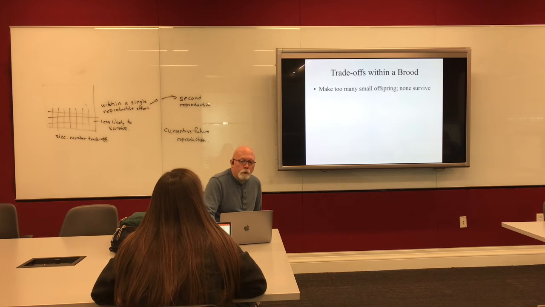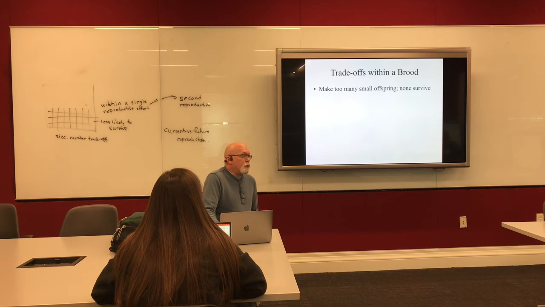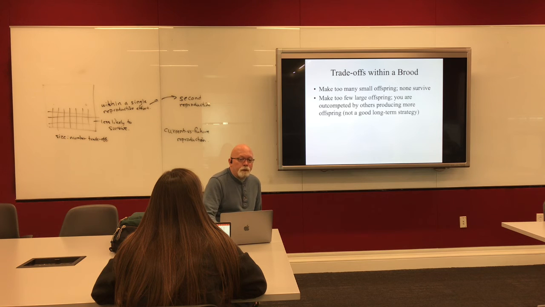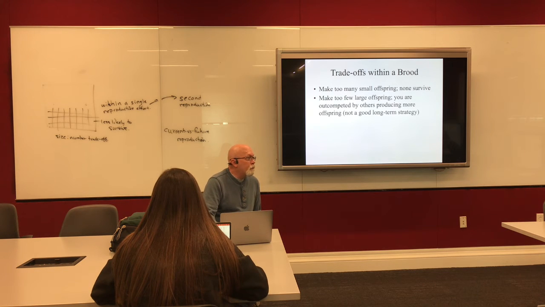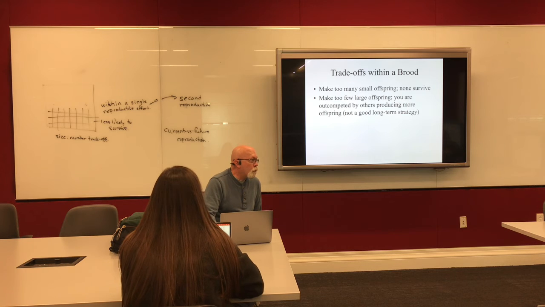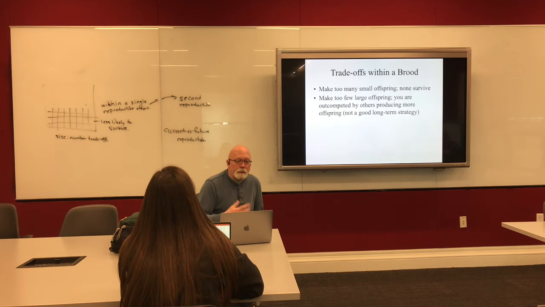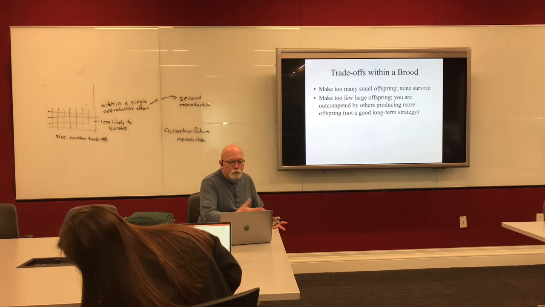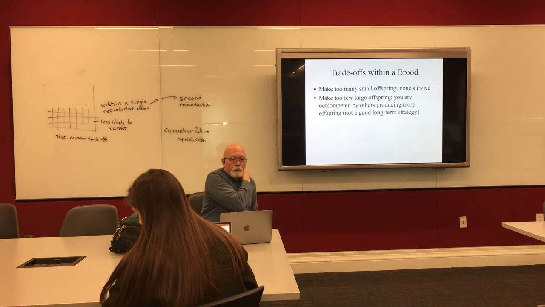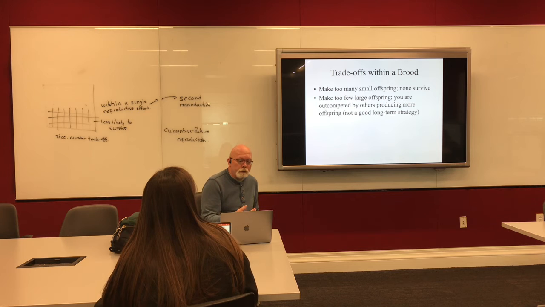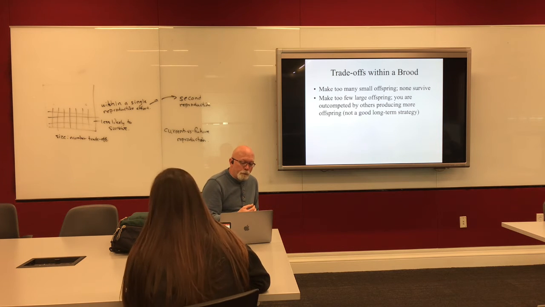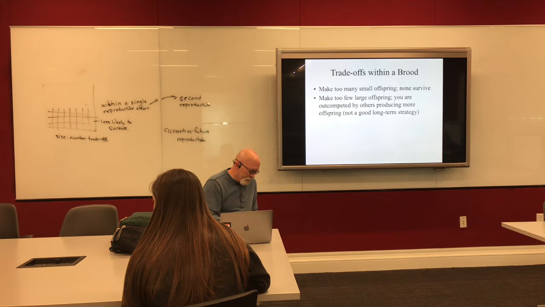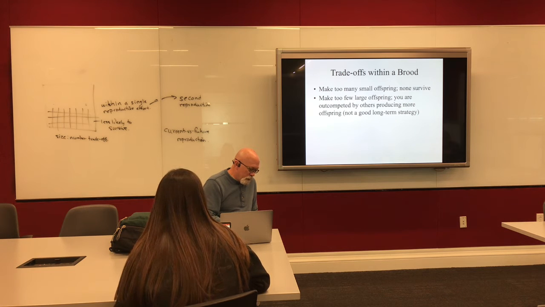So trade-offs within a brood are basically, if you make too many small offspring, none of them survive. If you make too few large offspring, you're not putting very many copies of your genes out into the world, and as a result, you're being outcompeted by other members of your population in terms of what proportion of the offspring pool is due to your offspring. And so your fitness is lower relative to the fitness of other individuals. So we've mentioned relative fitness early on in this semester. Somebody give me an idea of what I mean when I refer to relative fitness.